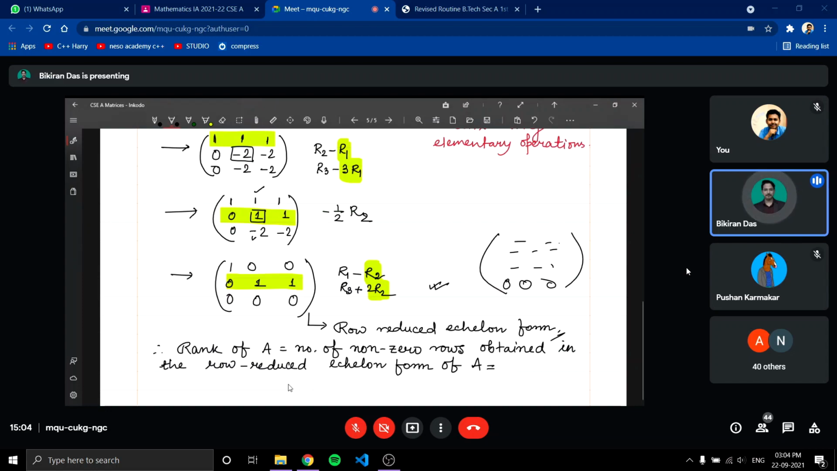So see here in the last matrix that you got, which are the non-zero rows? The first one is a non-zero row, and the second one is a non-zero row. So the first and second are the two non-zero rows you got. So the rank of the matrix will be 2. Your task will be to reduce the matrix into echelon form, and then check how many non-zero rows you got. The number of non-zero rows will be equal to the rank of the matrix.